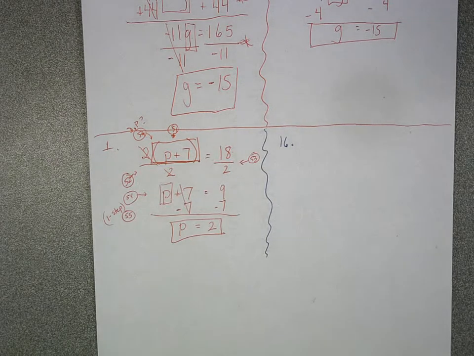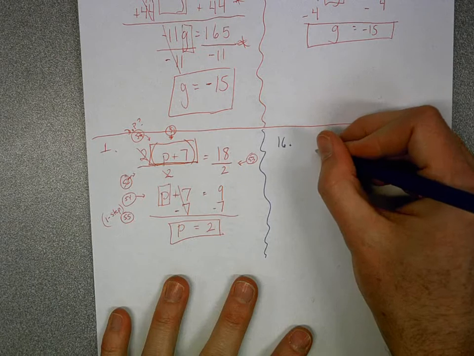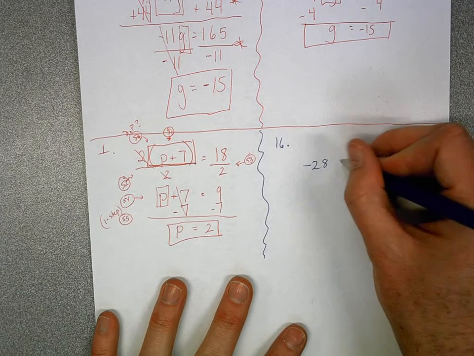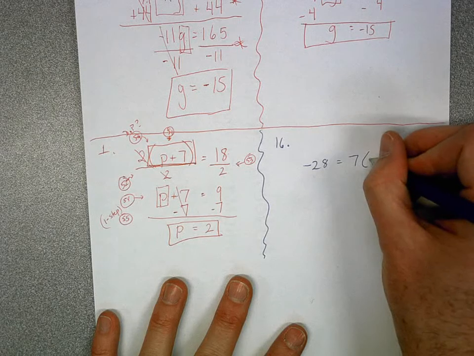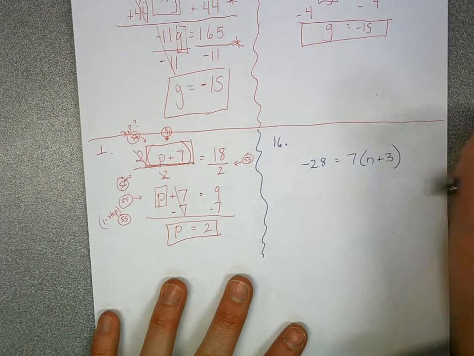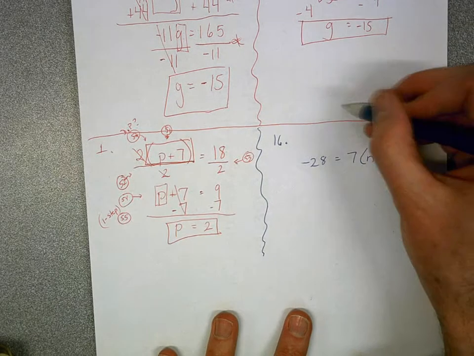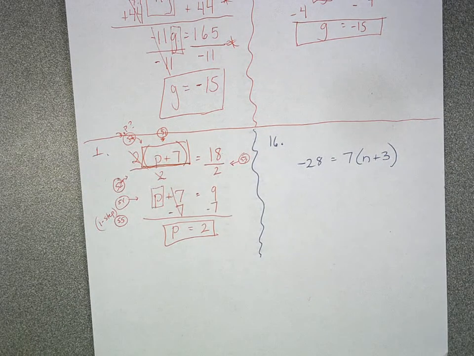N equals negative 1. All right, so for number 16, we had negative 28 equals 7 times the sum of n plus 3. Okay, so here we go. Just looking for some solutions. I'll write them up above here. Solutions that are out there. All right, C, not 31 in this class, C 22.